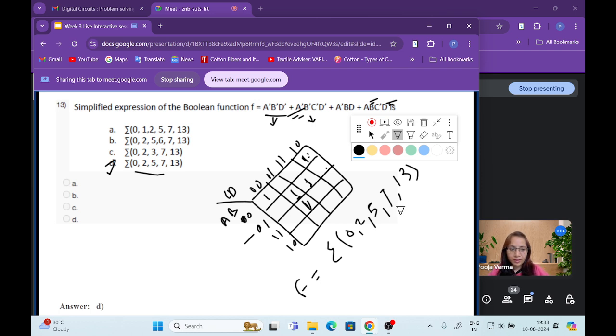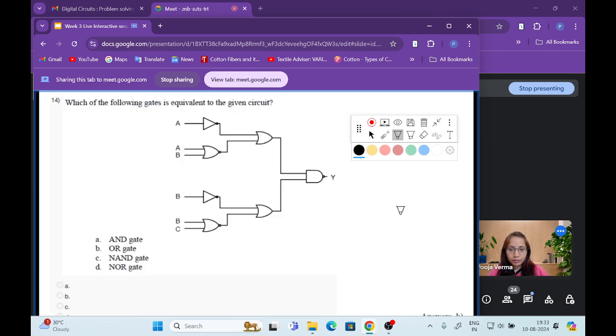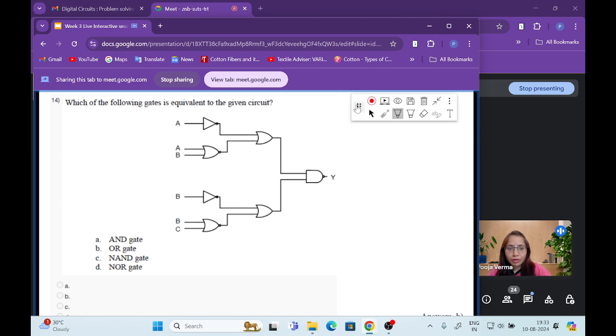Okay. So moving to the next question. Now, which of the following gate is equivalent to the given circuit? So circuit is given. Just find out the expression Y.